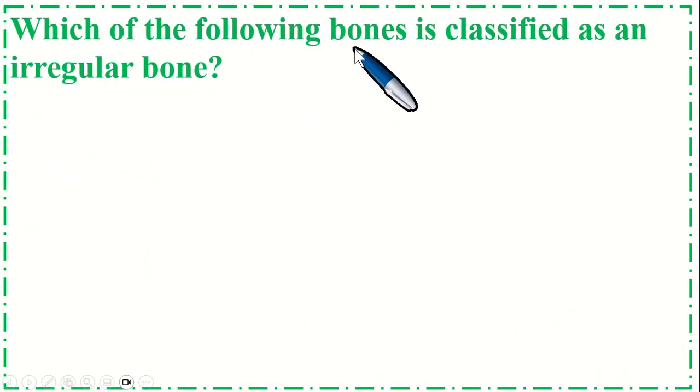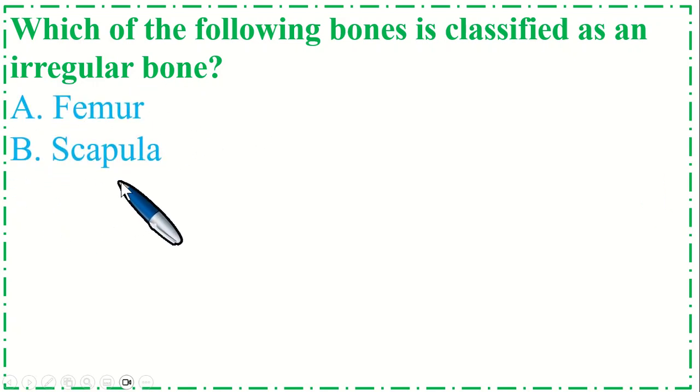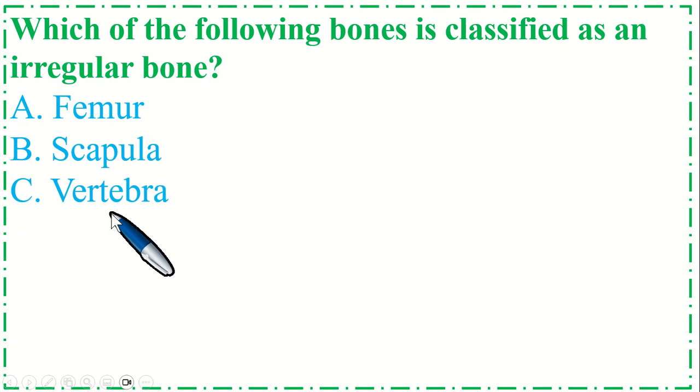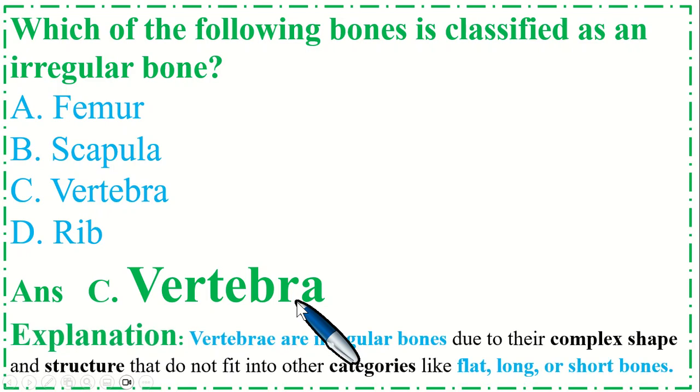Which of the following bones is classified as an irregular bone? Option A, femur, B, scapula, C, vertebra, and option D, rib. So the correct option is C, vertebra. Explanation: the vertebrae are irregular bones due to their complex shape and structure. They do not fit into the other categories like flat, long, or short bones.